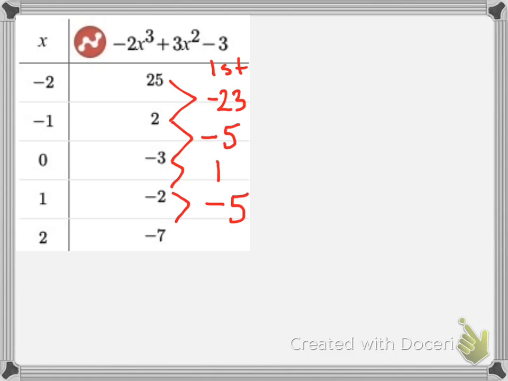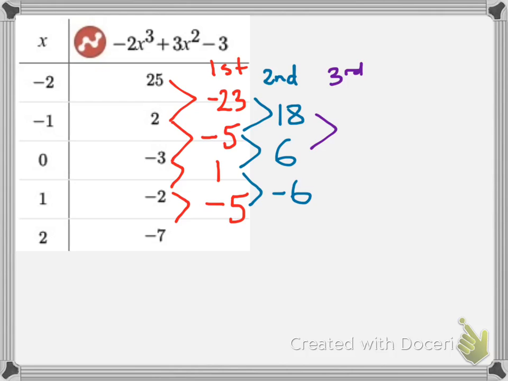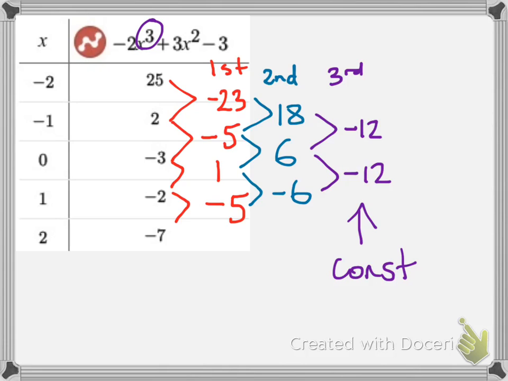Let's look at the second differences. -5 minus -23 is +18. 1 minus -5 is 6. -5 minus 1 is -6. Still not constant. So that was the second. And the third, 6 minus 18 is -12. -6 minus 6 is -12. So the third difference is constant for a cubic. So that tells us that if we have a constant third difference, we have a cubic function.